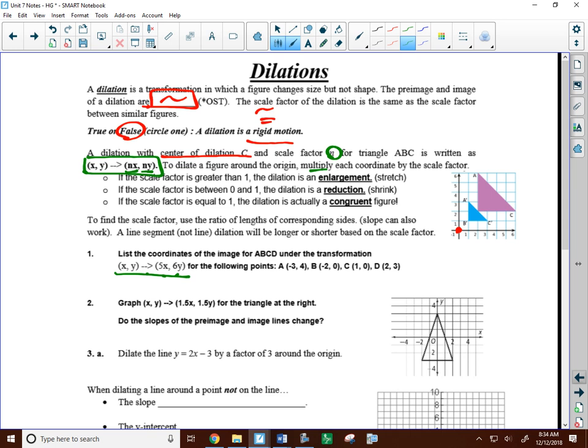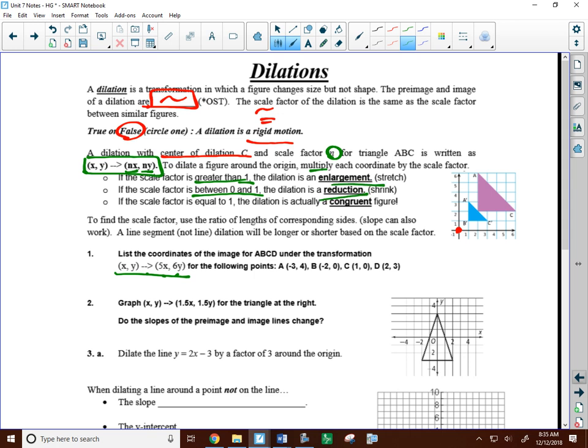Okay. Now here's a review from Unit 4. First of all, you cannot have a negative scale factor. It has to be positive. Second, if the scale factor is bigger than 1, it's getting larger. It's a stretch, an enlargement. If it is between 0 and 1, so 1/2, 0.4, 1/3, 1/5, 2/3, it's getting smaller. It's a reduction.